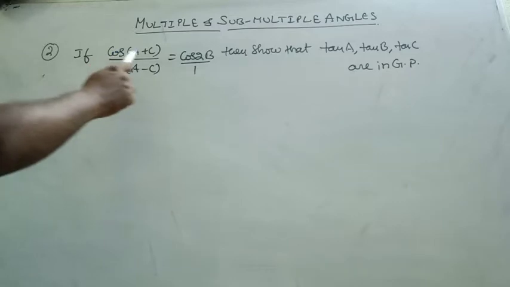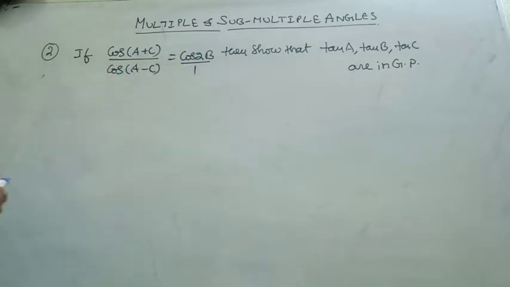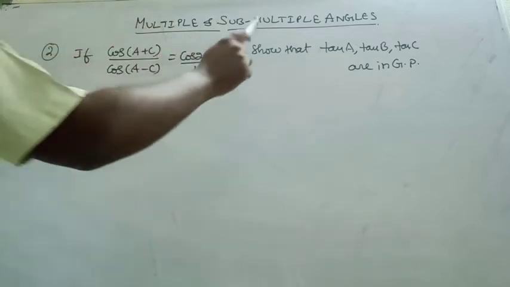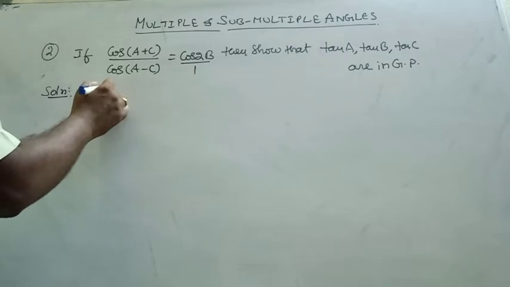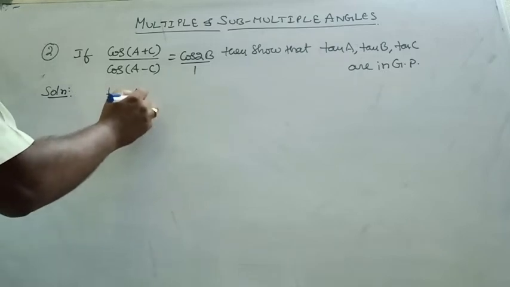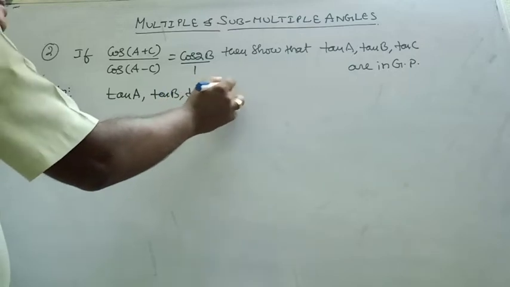If (cos a plus c) by (cos a minus c) is equal to cos 2b, my dear students, then show that tan a, tan b, tan c are in geometric progression. This is what is actually required to prove. Once they are in geometric progression, what we require to prove is, if tan a, tan b, tan c are in geometric progression.